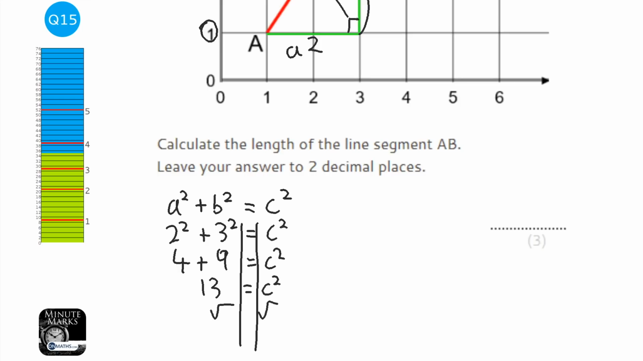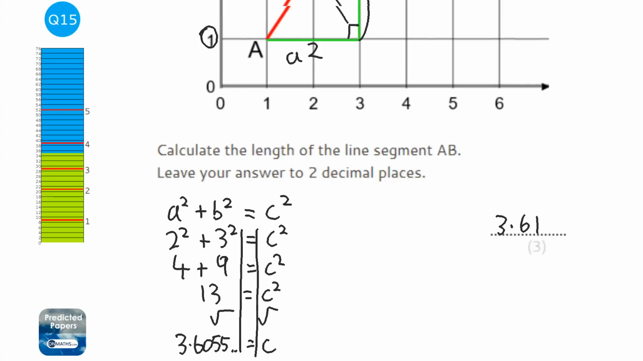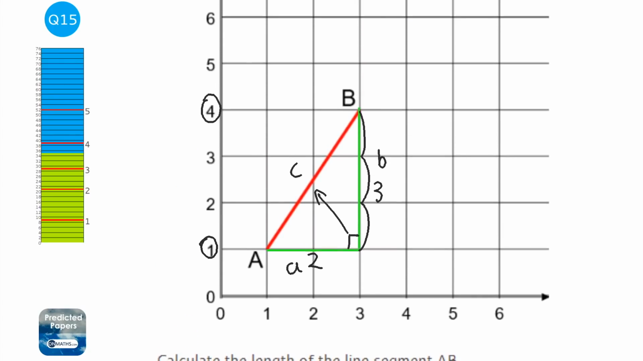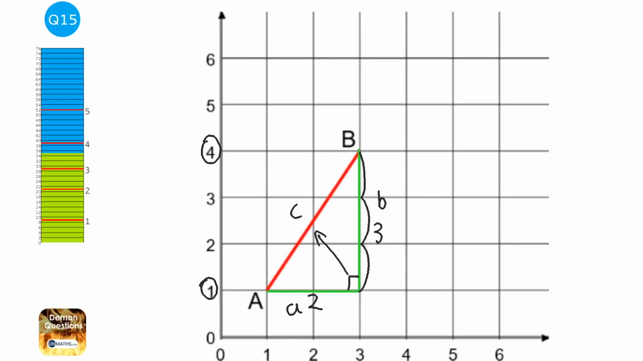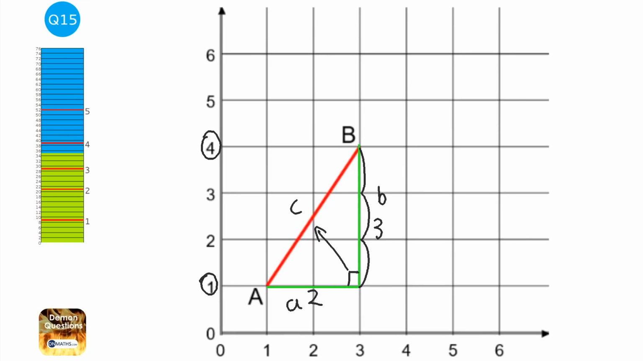And let's get my calculator. So square root of 13 is 3.6055 blah blah blah equals C. So to 2 decimal places, it's 3.61. Now be careful, sometimes it will say that it's done on a centimetre square grid, so you might have units attached. If you want to put units but it doesn't say any, you can just write 3.61 units.